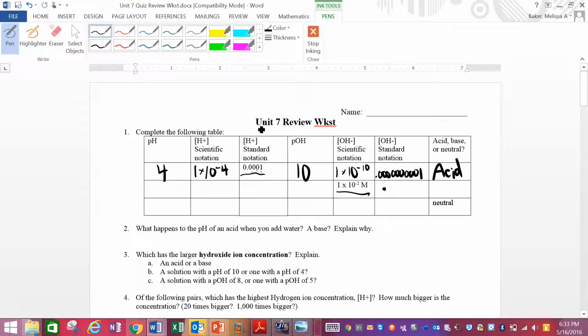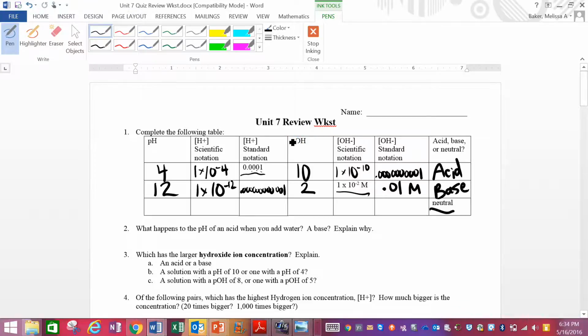Here we've got a concentration of 0.01, much higher concentration of hydroxide than our first row, so I have a feeling this is going to be a base. pOH would match that exponent in the hydroxide ion concentration. If pOH is 2, the pH is 12. 1 times 10 to the minus 12th, that's 0.00000000000, 11 zeros. This is a base because the pH is above 7.